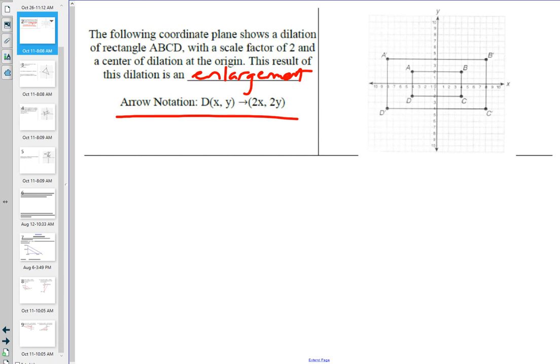Sorry for my handwriting. The difference between pre-image and image, that also should have been taught to you. We use prime notation. The pre-image is A, B, C, D. The image, which is after the translation, it's hard to see here, but you have these little primes, the little apostrophes. So that's the image. It's like the before and the after. The blue is bigger than the red, so it's an enlargement.